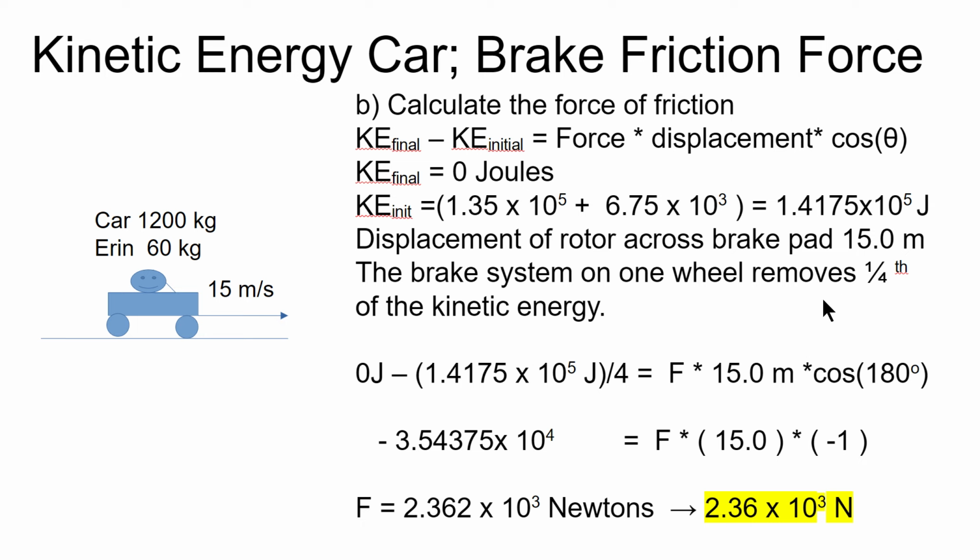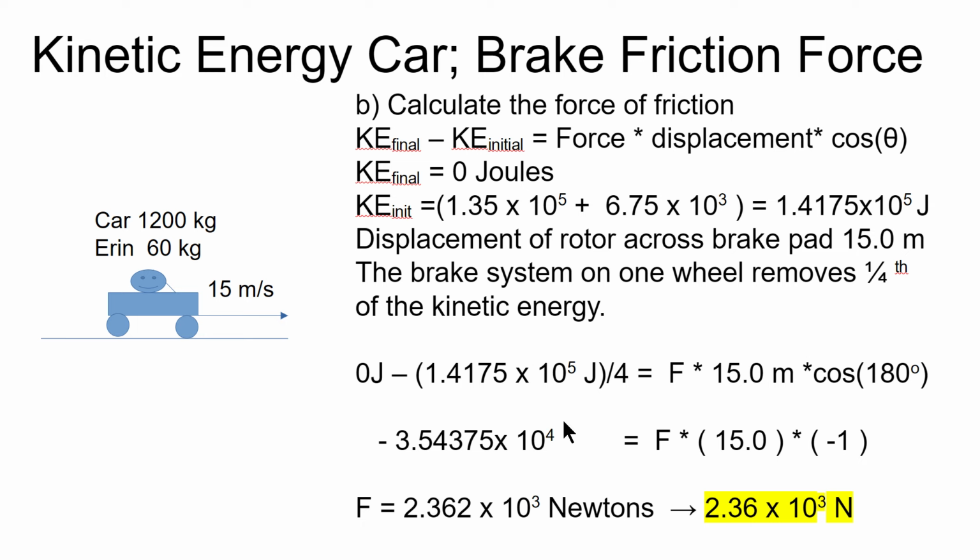And again, reminder here, we've got four wheels where these brakes are being active. So each brake, each wheel, is going to remove 1/4 of the kinetic energy. So I take the total initial kinetic energy and divide by 4. This is going to give us the work done by one brake system. That's the force of friction multiplied by the displacement of the rotor sliding past the brake pad.